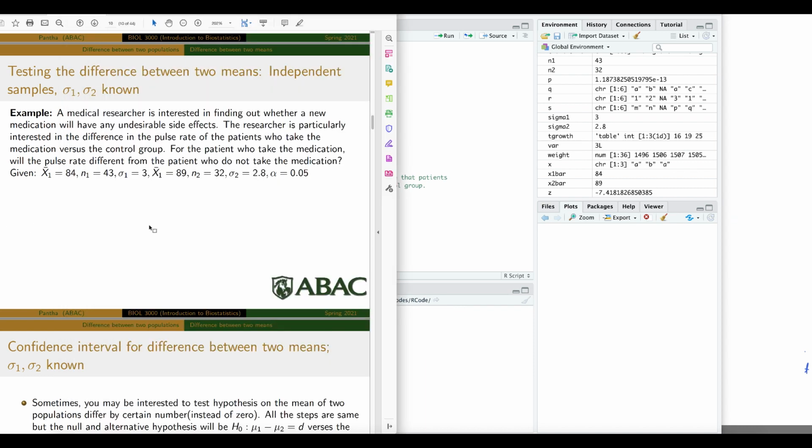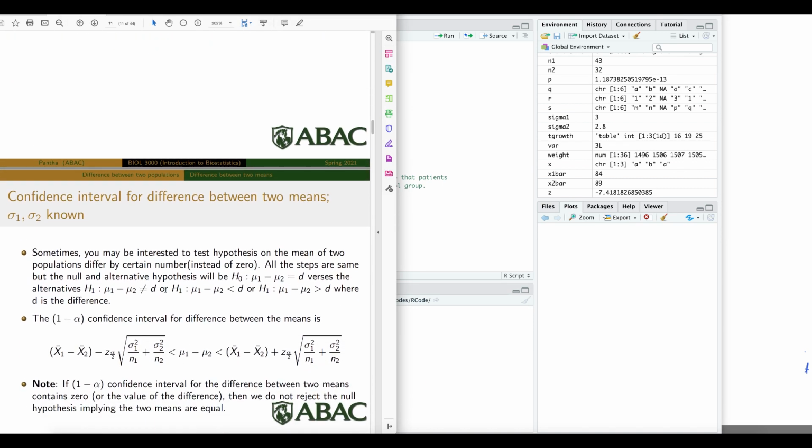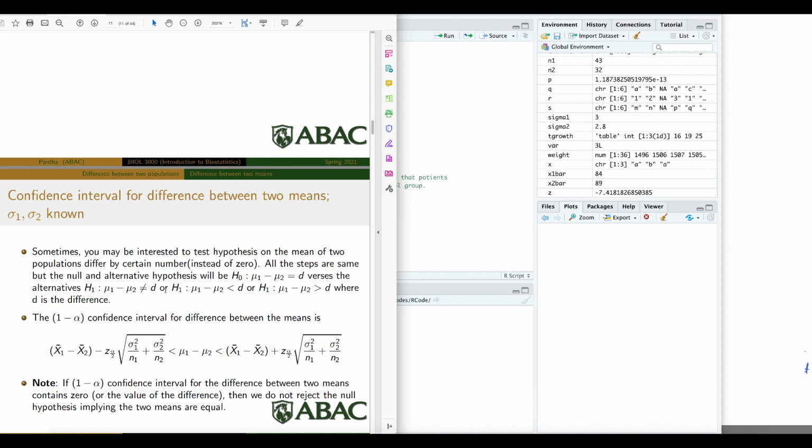And then let me tell you this note. I think I mentioned that earlier. Sometimes you may be interested in testing the hypothesis that the means of two populations differ by some number. Instead of mu1 minus mu2 equals 0, you may be doing mu1 minus mu2 equals a number. All the steps are the same, but the null hypothesis and alternative hypothesis will look like this, versus either this or that one.